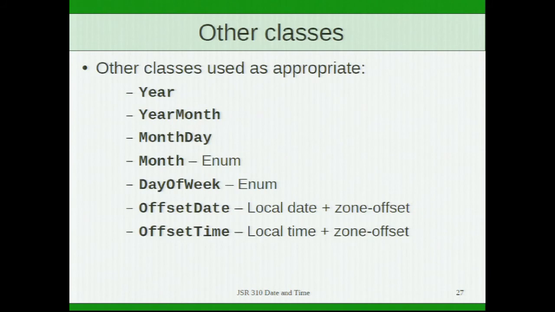And there's other classes. So if you just want to represent a year, you can do that, or a year and a month for a credit card expiry date, perhaps. If you just want to represent a month and day, apparently the Brazilians don't like giving their birth years, so they just give you the month and day. Day of week, month on their own. So you have a nice enum to represent whether it's April or September, an enum to represent whether it's Tuesday or Wednesday, and other combinations as well.